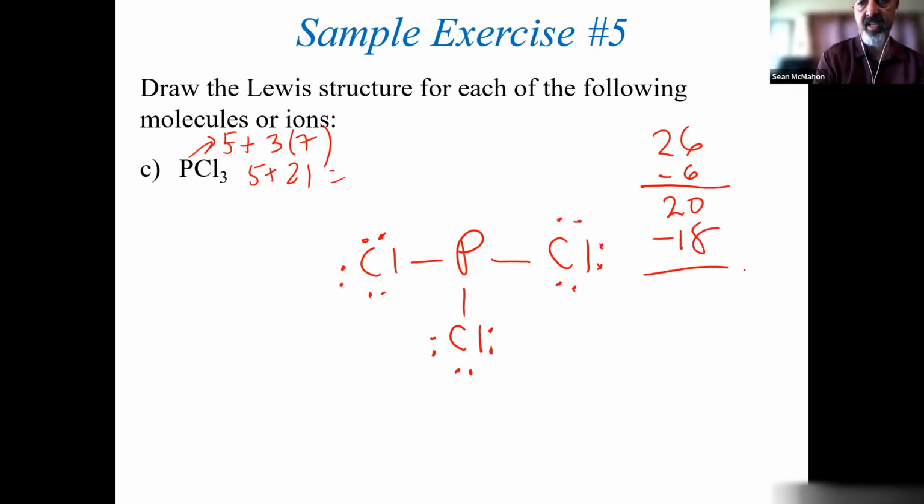I've used 18, but wait, 2 remain. What do I do with the remaining 2? I put them on the central atom. And what I notice is now my central atom, phosphorus, has an octet as well because it has 3 bonds. That's 3 times 2 is 6, plus 1 lone pair. That makes 8. It has an octet. And I'm done with phosphorus trichloride.